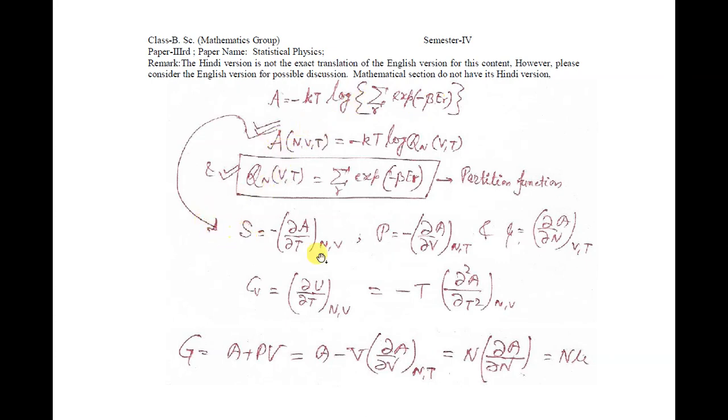From the Helmholtz free energy you have entropy, pressure and chemical potential. You can have the specific heat at constant volume, the specific heat at constant pressure, and you can have the Gibbs free energy. So this completes your canonical ensemble formalism.